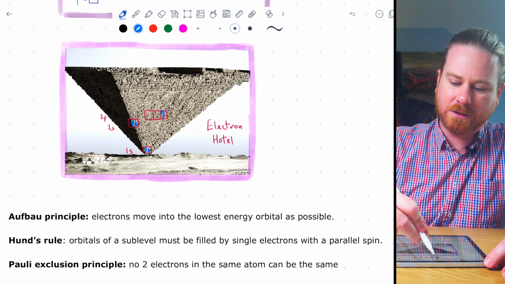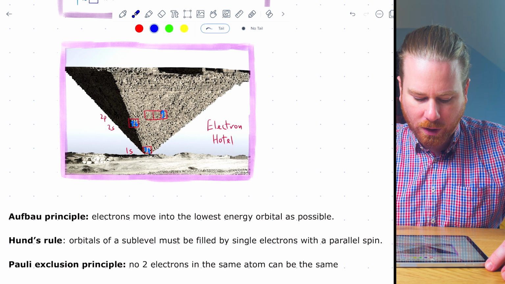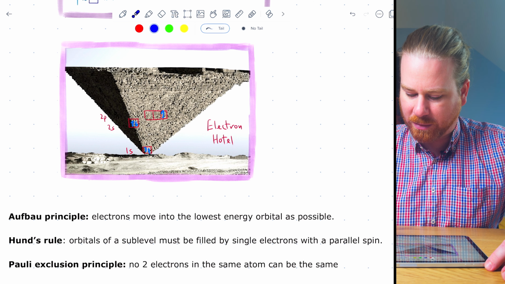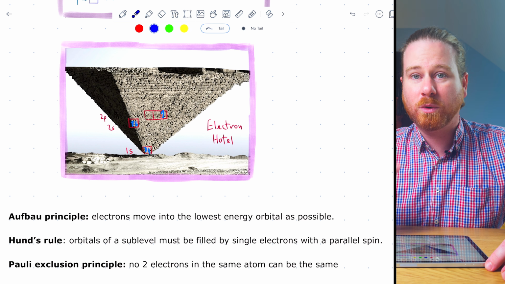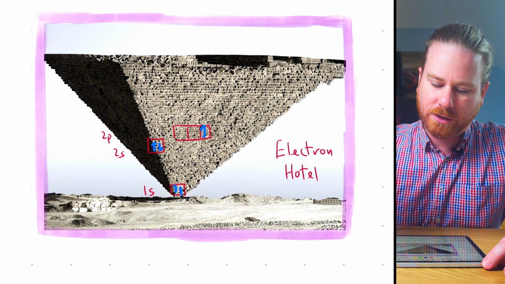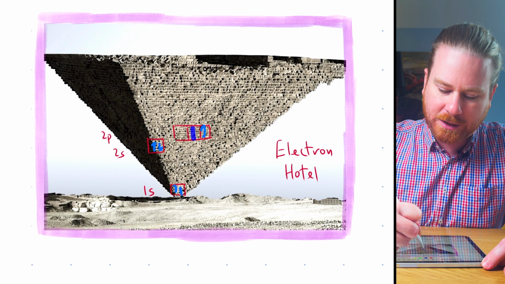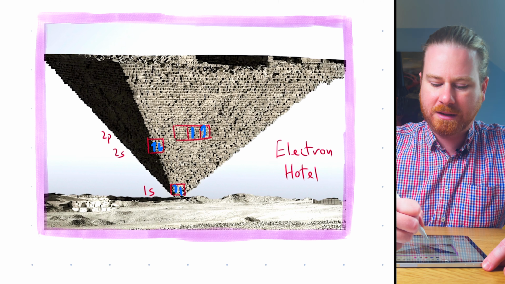Well, we need to look at Hund's rule. Orbitals of a sublevel must be filled by single electrons with a parallel spin. So what does that mean? They basically don't like to share rooms. So the next electron is going to go here, and then the next electron has to go over here. So what does this mean, spin?